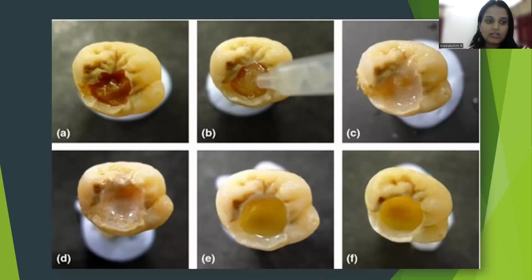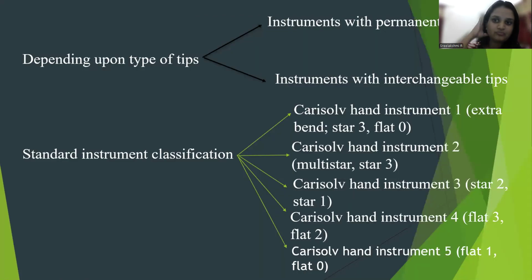It was initial in this picture A. You can see the cavity which is having a caries. After that, the CMCR agent is applied, and wait for 5 to 10 minutes. Actually, the time taken is much less than Kdx. And after that, you can see in picture F, the whole caries has been removed. The infected dentin has been removed, but the healthy adjacent tissue is preserved.